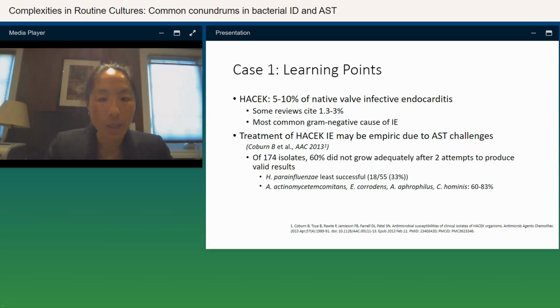And notably, this seemed to be more prominent with Haemophilus parainfluenzae, which had only a 33% success rate. And the other HACEK organisms had a range of more like 60 to 83%. So that's just good numbers to keep in the back of our heads when it comes to getting these test results back.